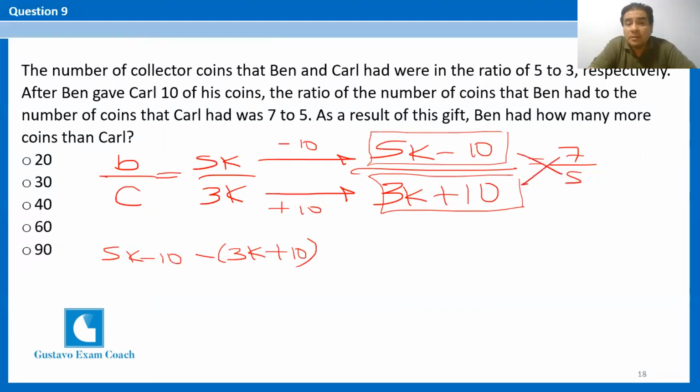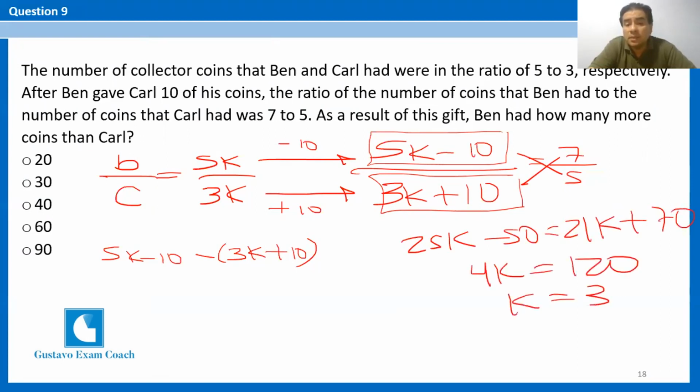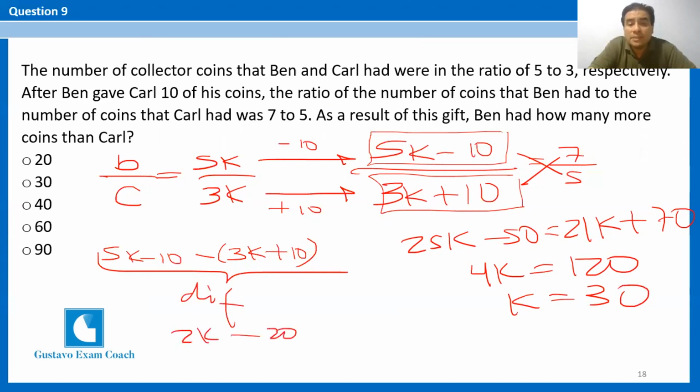Cross product here. 25k minus 50 equals 21k plus 70. So 4k equals 120, k is 30. Okay, here now, I calculate this difference. It is 2k minus 20. So that is 60 minus 20, and that is 40, the answer.